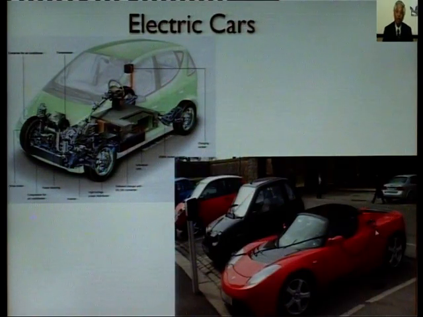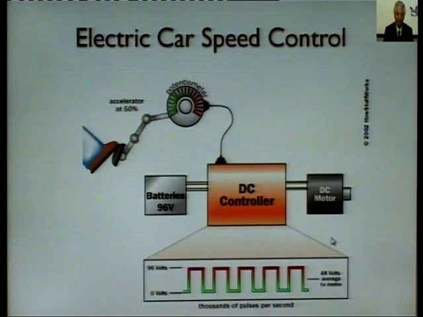In foreign countries, mostly this type of arrangement is there, where you can go and charge your car and then use it also. Then electric car speed control. There is a wonderful arrangement like this. This is the DC controller, this is the battery of some 96 volt and the DC motor, and you get a pulse train like this. Thousands of pulses per second can be obtained by such a system, and this is meant for electrical speed control.